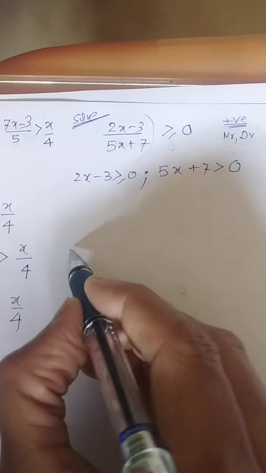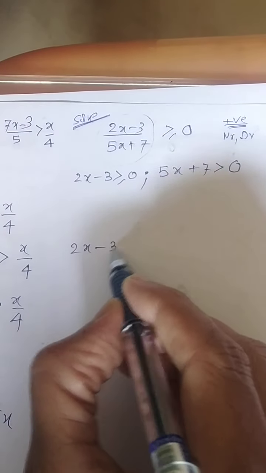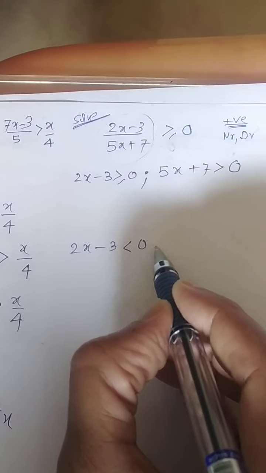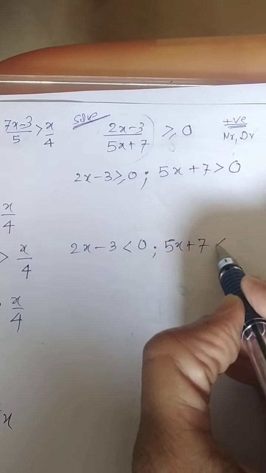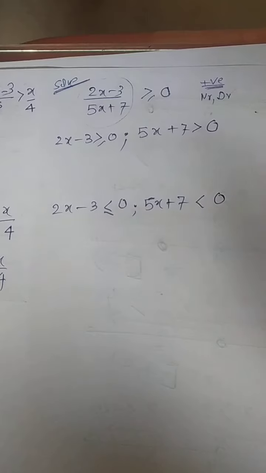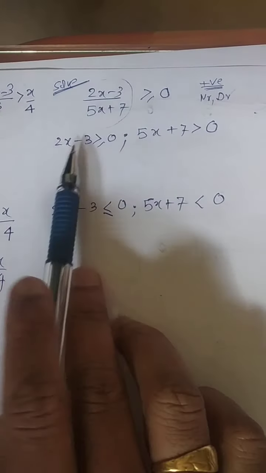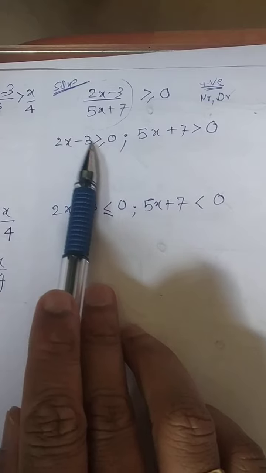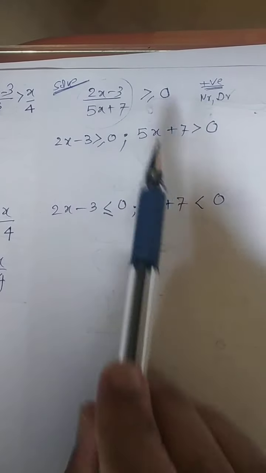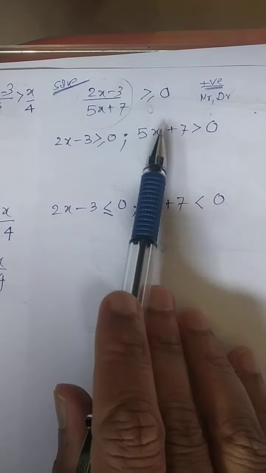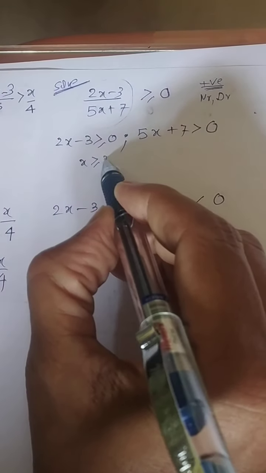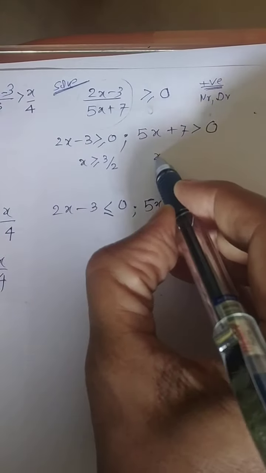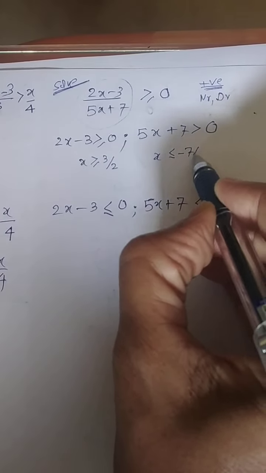Another possibility: both are negative. What does it mean? 2x minus 3 is less than or equal to 0, and 5x plus 7 is also less than 0. Now see here, we are writing greater than or equal to in the numerator but not in the denominator. Did you understand this? Followed this? What is the meaning of this? Its meaning is x is greater than or equal to 3 by 2, and x is less than minus 7 by 5.